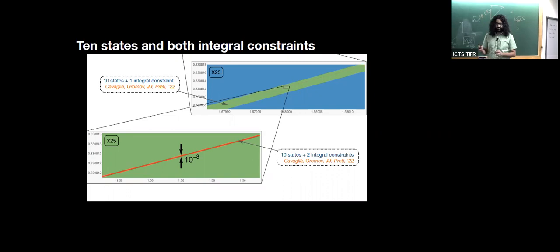So when you have 10 states and 2 integral constraints at a completely arbitrary finite value of the coupling, we are able to get 7 digits of precision for the structure constant, which is a non-supersymmetric structure constant, a non-protected, long version in some way of a structure constant. And that's basically our main flagship result.